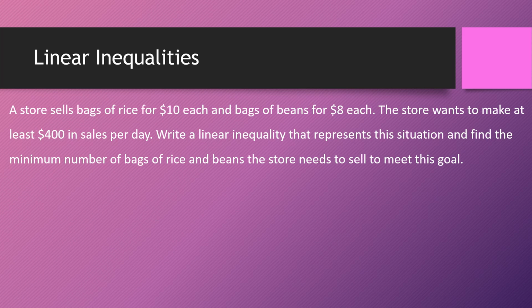So, to tackle this problem, we need to get used to the idea that a lot of linear inequality word problems require a standard form setup. In this case, we have two variables we need to find: the minimum number of bags of rice and the minimum number of bags of beans. Our constant is the $400 minimum we need to make. So, our setup inequality is 10x plus 8y is greater than or equal to 400.